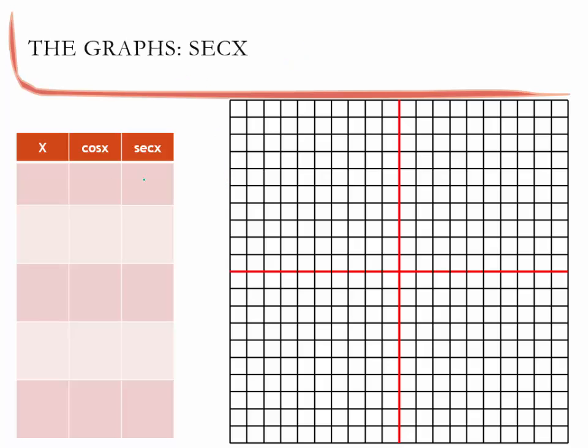Secant of x is the exact reciprocal of cosine of x. So we have the same period, 2 pi. Our increments, same stuff.